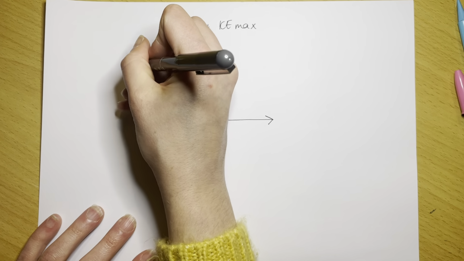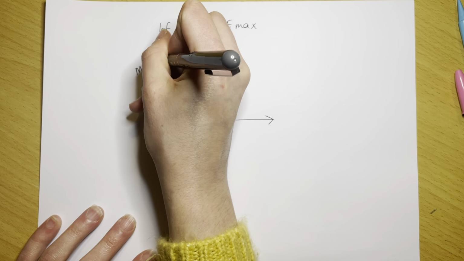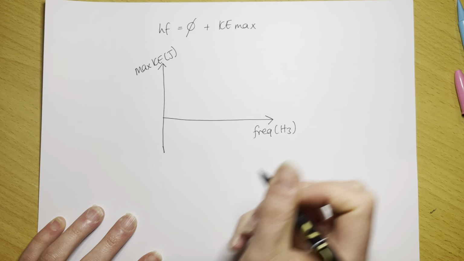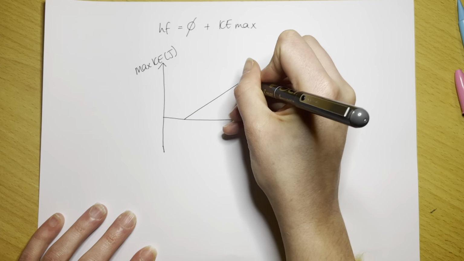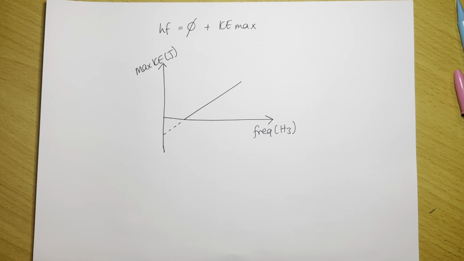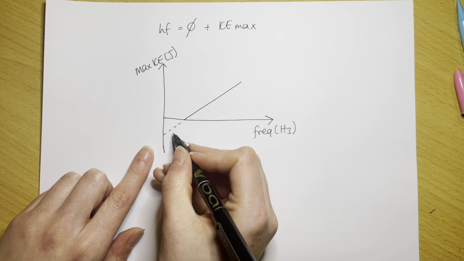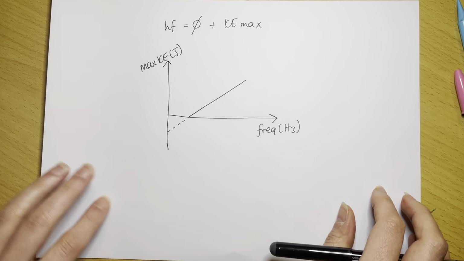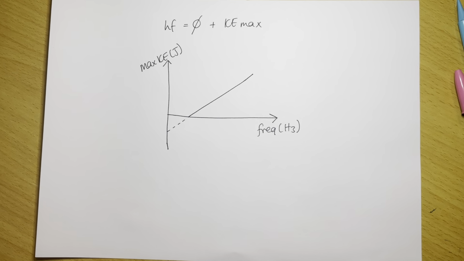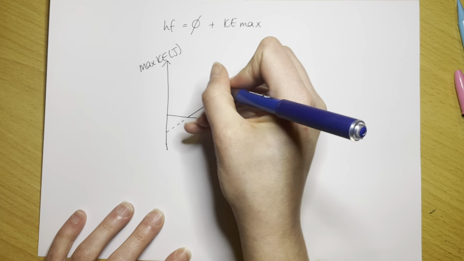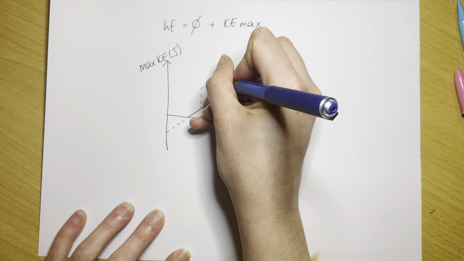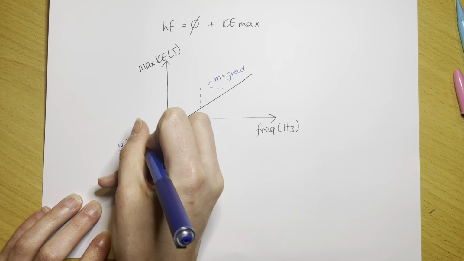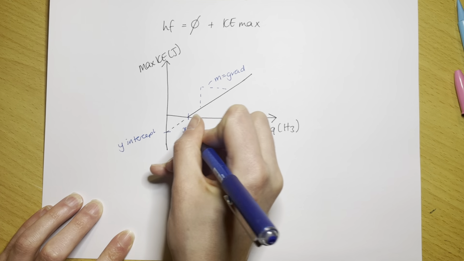So if I plot a graph of max KE, in joules, against frequency, in hertz, I will get this shape of graph. Now I'm drawing this as a dotted line because I can't have negative max KE. So there we are. Now, there's lots of parts that we can always think about of a graph. We can think about the gradient of the graph, m. We can think about the y-intercept of the graph. And we can think about the x-intercept of the graph.